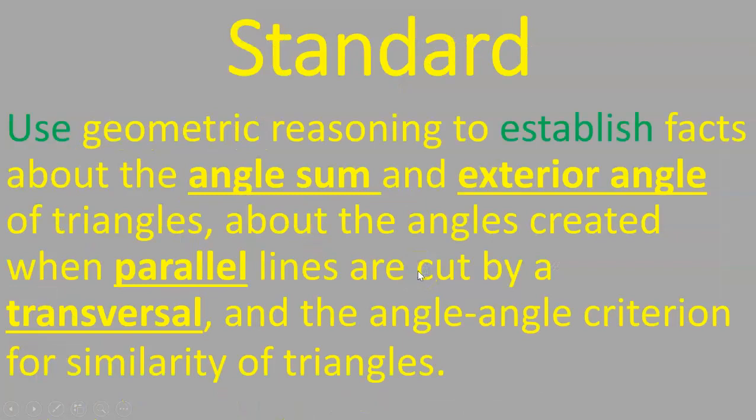Our standard says use geometric reasoning to establish facts about the angle sum and exterior angle of triangles, about angles created when parallel lines are cut by a transversal, and the angle-angle criterion for similarity. Now, the angle-angle criterion for similarity I think is better for the next section. We have a whole unit on similarity, so we'll discuss that aspect later.